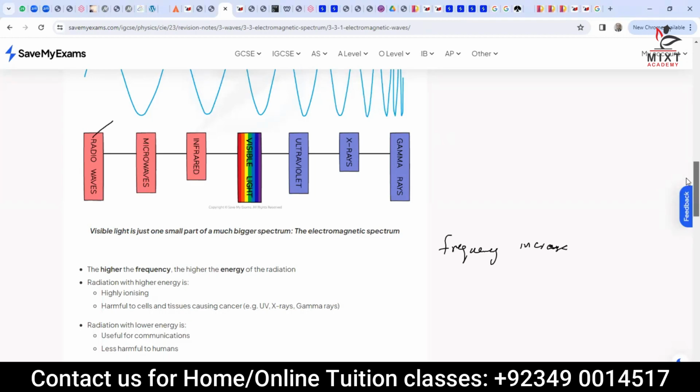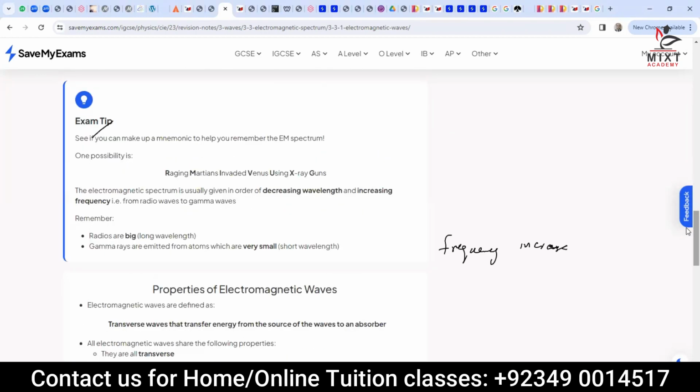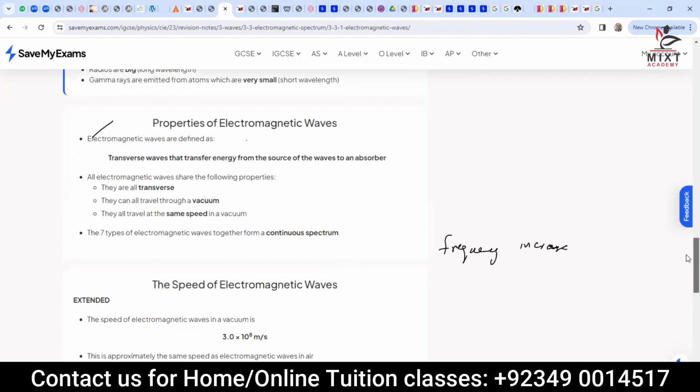Now the next properties. The electromagnetic spectrum is usually given in order of decreasing wavelength or increasing wavelength. We already talked about this. Now, first of all, an important thing is these are transfer waves. Energy transfers from a source of a wave to an absorber. Electromagnetic waves share the following properties. They are all transverse. They can all travel through a vacuum. And they all have the same speed because they are moving with the speed of light.